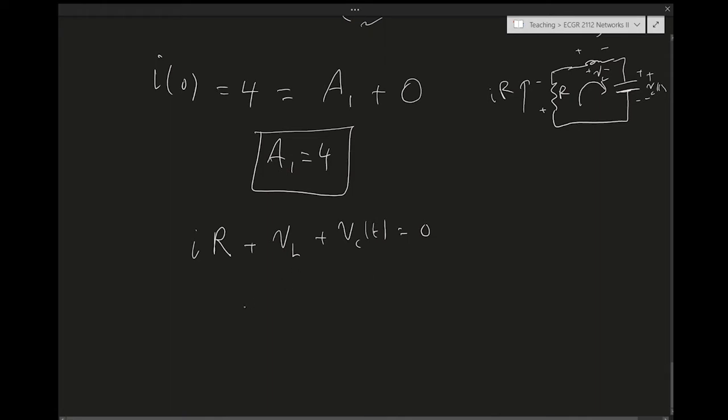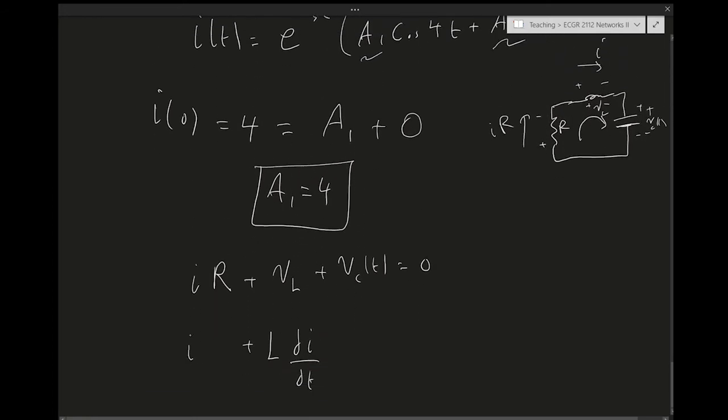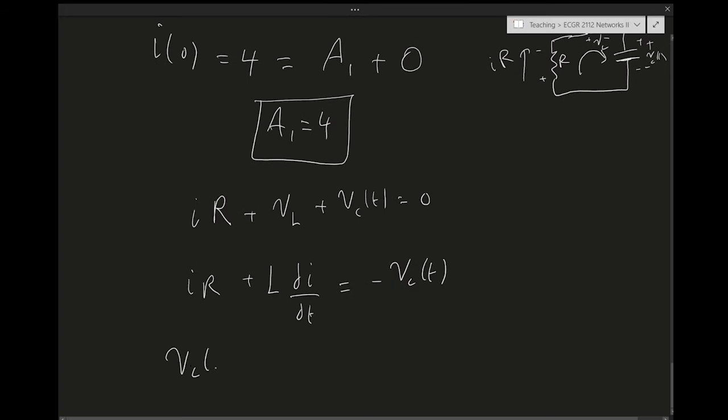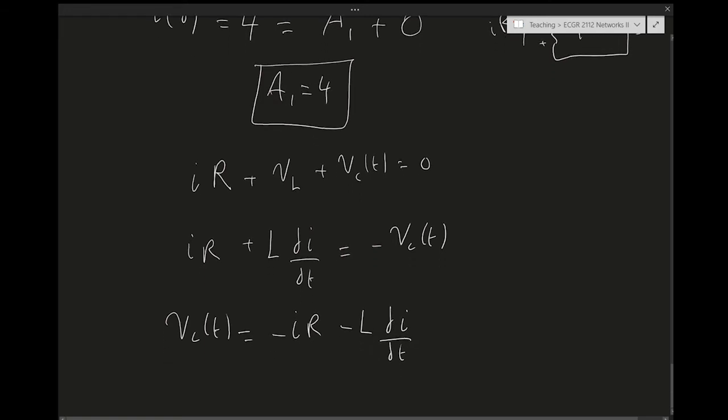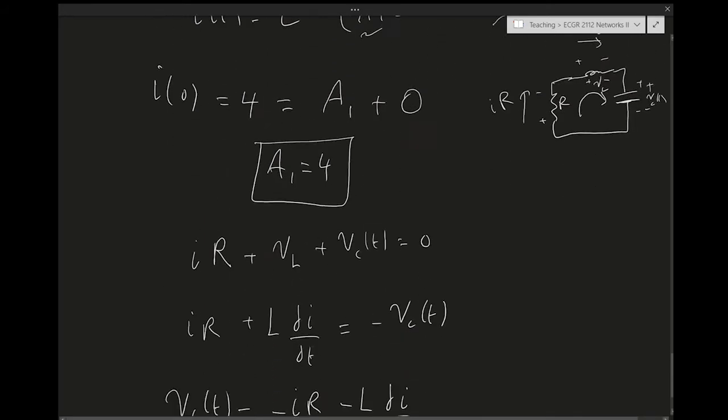VL we know is just L di by dt, right? That's the equation. And then IR plus VC(t) equals 0. Let me put this on the other side. This equals minus VC of t. So that tells me VC of t equals minus IR minus L di by dt. Why do I want to solve for VC of t? I want to solve for VC of t because the other initial condition is given in terms of VC. But this is fine. I already know what I is. So I just plug it in there.